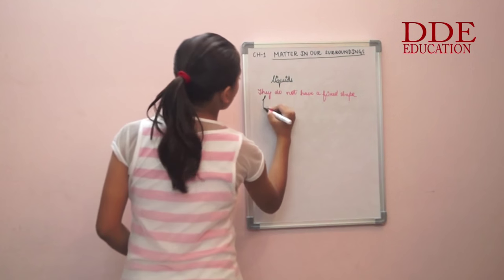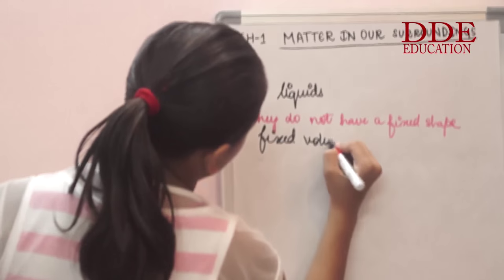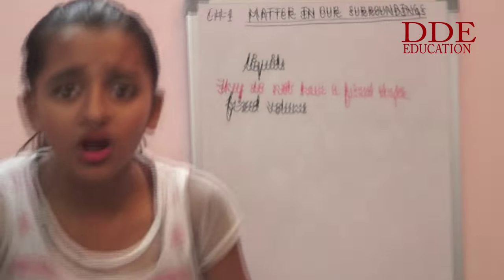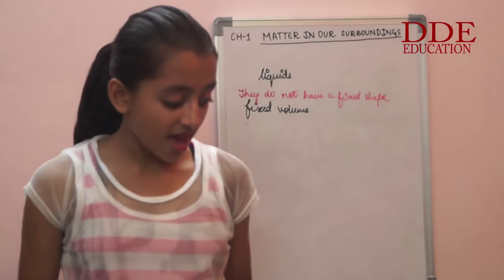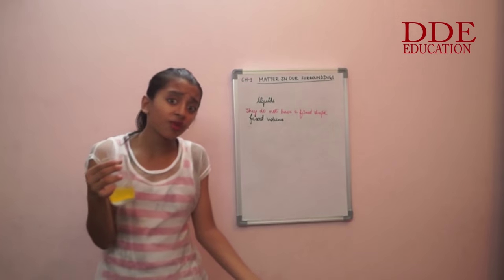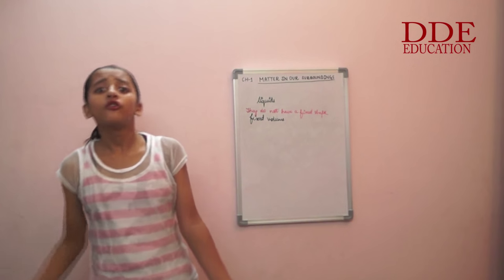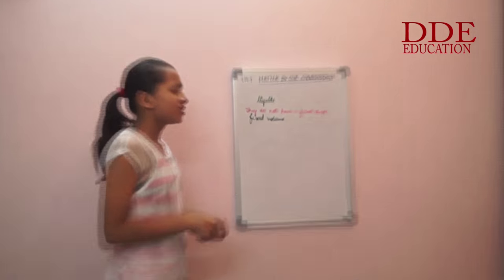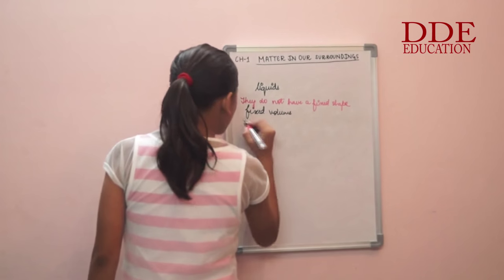They have fixed volume. Even if you spill the liquid on the ground, its volume would remain the same. And even if it's in the glass, its volume would remain the same. So we can say that liquids have fixed volume. Now let's say the third thing, that's compressibility. They are moderately compressible.